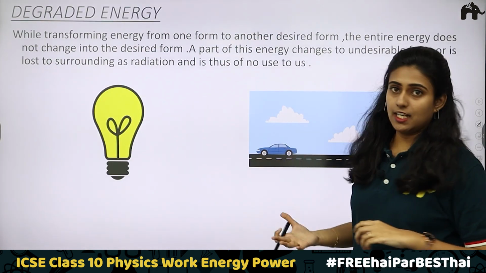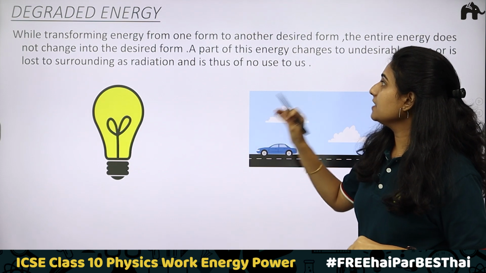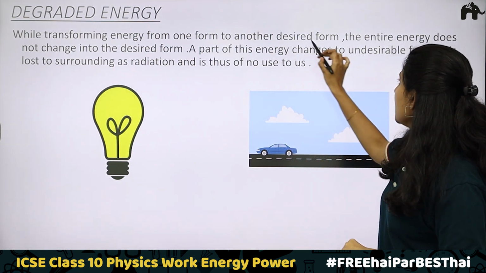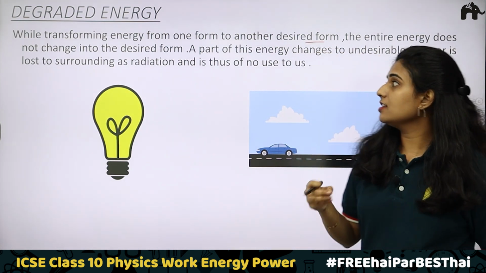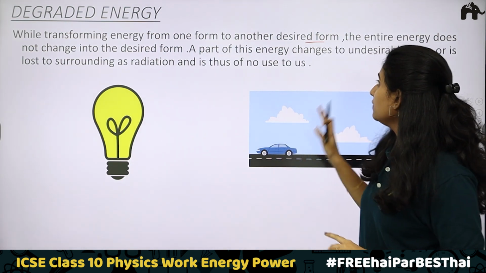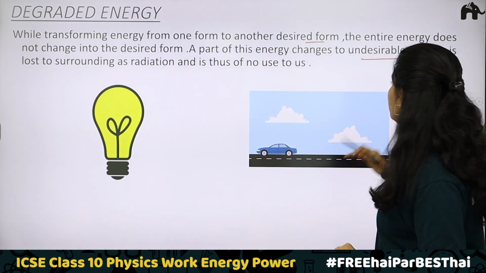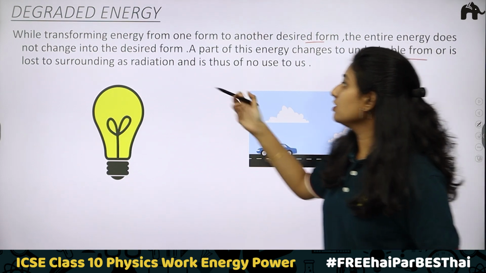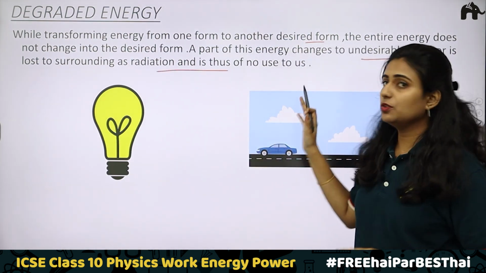Next one is degraded energy. While transforming energy from one form to another, desired form, the entire energy does not change into the desired form. A part of this energy changes to an undesirable form or is lost to the surroundings as radiation and is thus of no use to us.